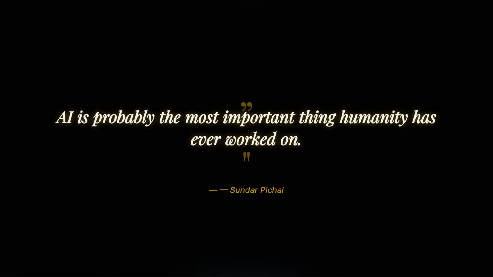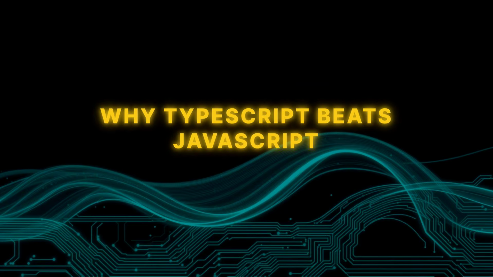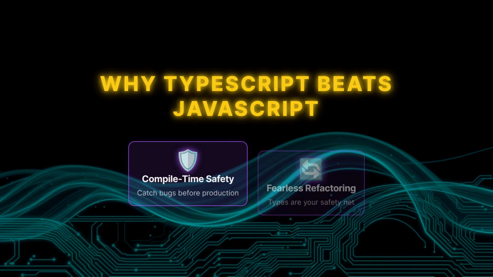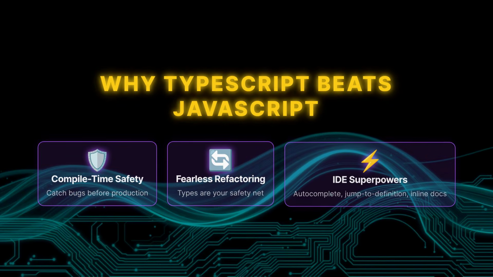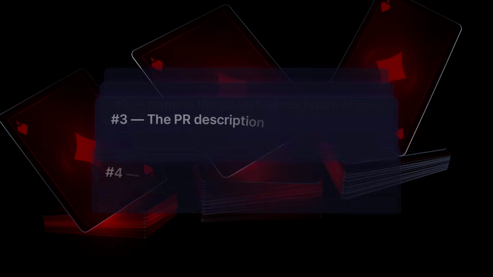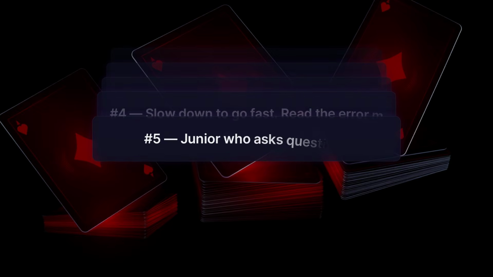Quote. One sentence. Full screen, big font, let it land. Horizontal layout. Title, bullets, image. Why TypeScript beats JavaScript. 3 reasons, done. Card stack. Cards flip through. 5 things senior devs know that juniors don't. Flip through them.